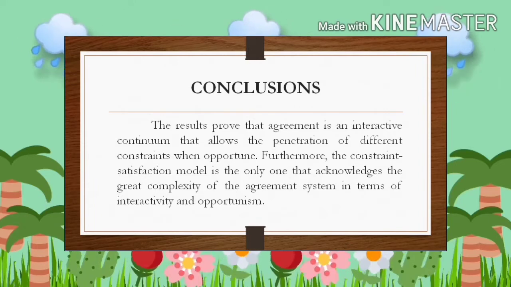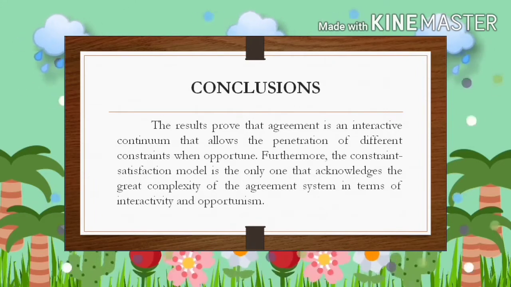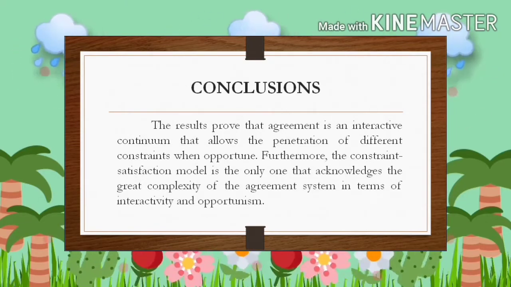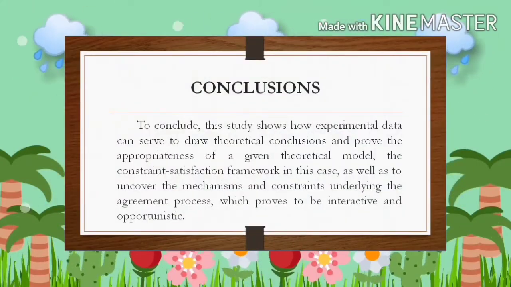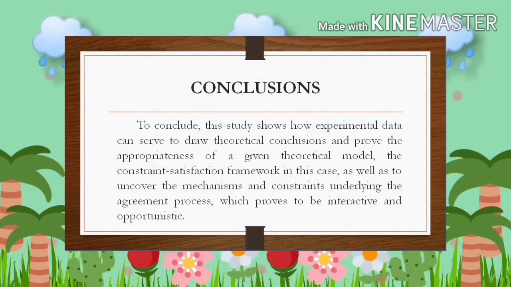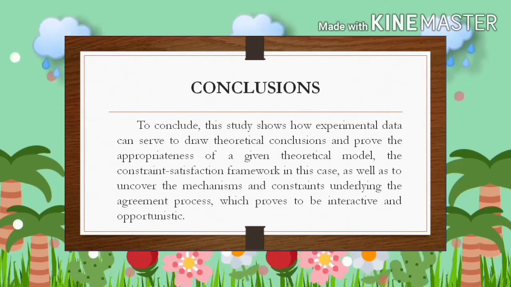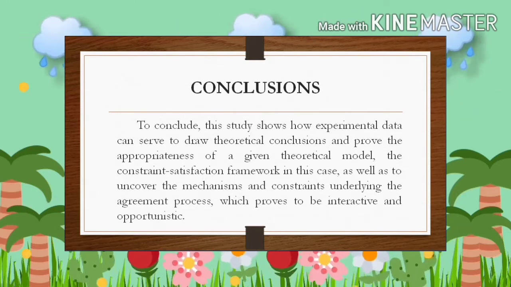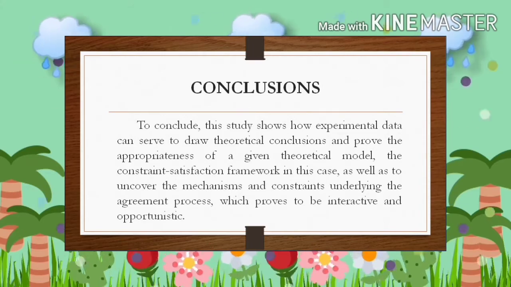Furthermore, the constraint satisfaction model is the only one that acknowledges the great complexity of the agreement system in terms of interactivity and opportunism. To conclude, this study shows how experimental data can serve to draw theoretical conclusions and prove the appropriateness of a given theoretical model, the constraint satisfaction framework in this case, as well as to uncover the mechanisms and constraints underlying the agreement process, which proves to be interactive and opportunistic.